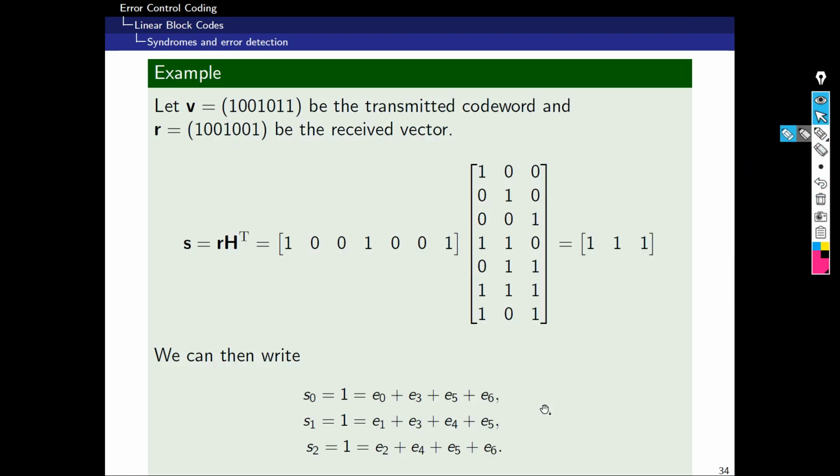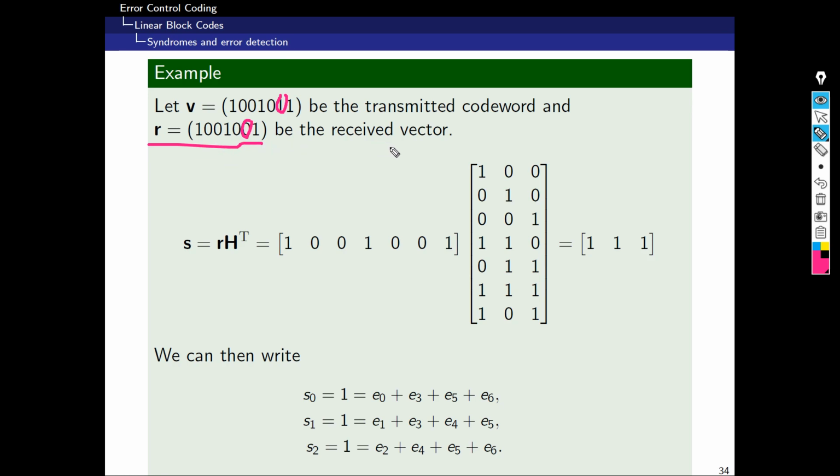So let V equal 1001011 be the transmitted code word, and R is the received code word. I transmitted V, 1001011, but for R, the received word, if I tell you where the error is, obviously you can detect clearly where it is. Here is the error in this bit. Here there is an error in the channel. I need to correct that.